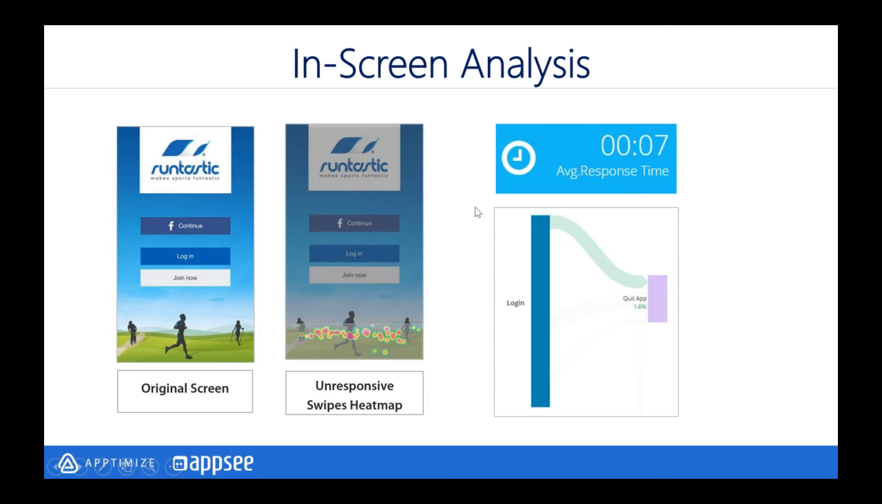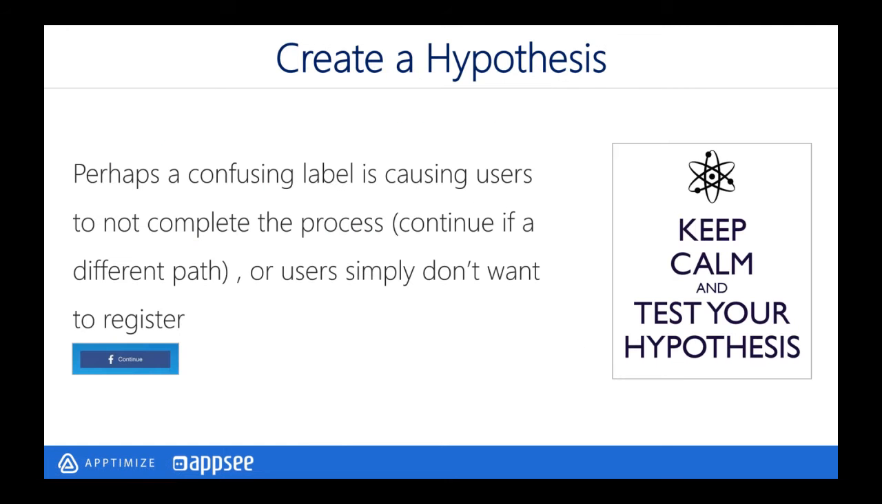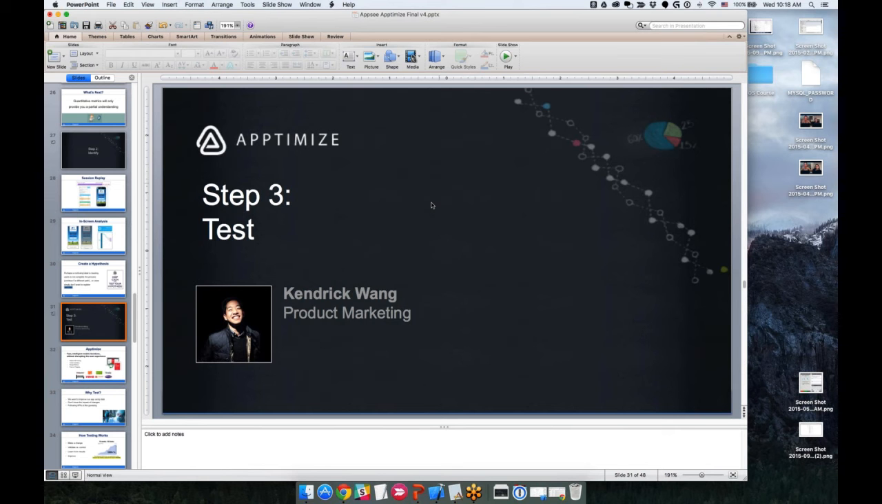So to summarize, we're understanding that there's confusion, and our suspicion goes to users that try to continue to the next step. So we're going to try and perform a test, and our hypothesis is that perhaps changing the label on the Facebook button will help us increase our registration and conversions. Now we're going to see how we can utilize Optimize to perform an A/B test on the fly. So I'm going to revert back to Kendrick to take us to the next step in the optimization cycle. All right, thanks, Zahi.